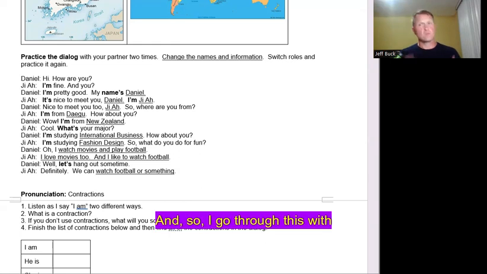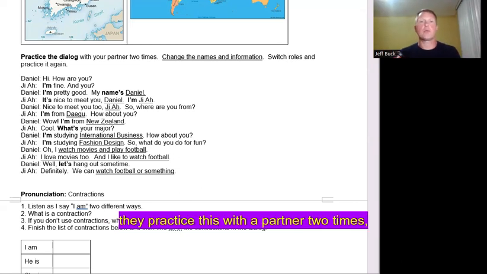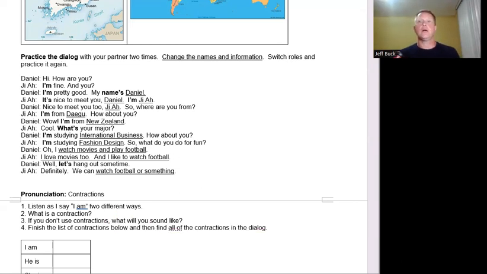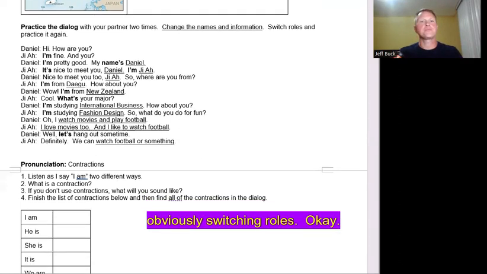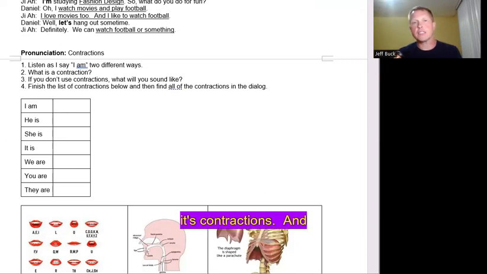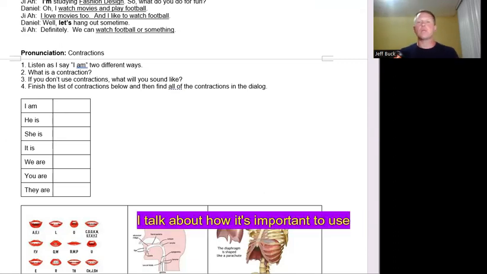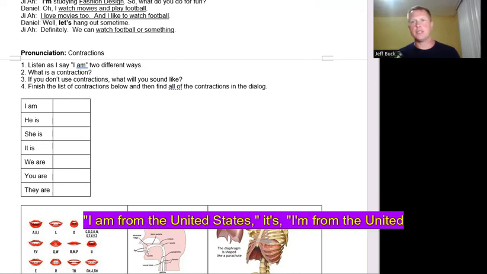And so I go through this with my students. They listen and repeat, and then they practice this with a partner 2 times, obviously switching roles. And then there's pronunciation. In this case, it's contractions. I talk about how it's important to use contractions so you don't sound robotic. So instead of saying, "I am from the United States," it's "I'm from the United States."